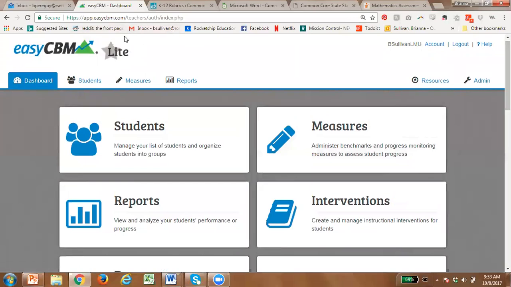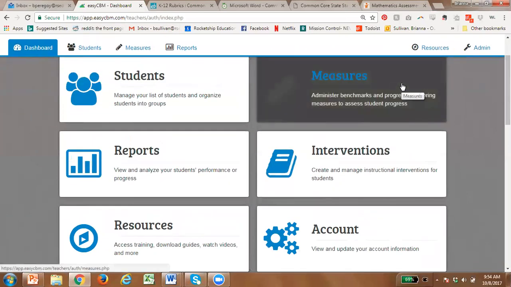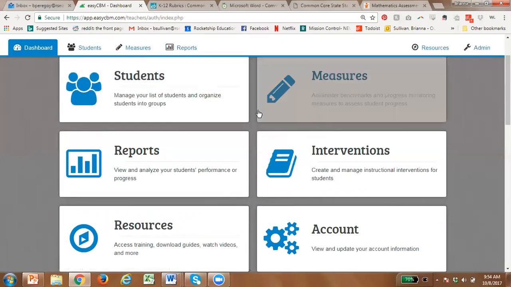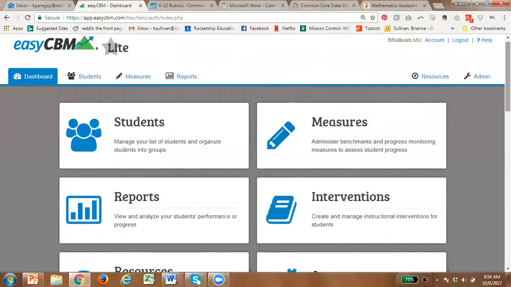I have the free version, the Easy CBM Lite, but you can definitely upgrade to the $40 a year one, which gives you more individual probes. So if it's something you're going to be using a lot and you don't want to be reusing the same reading passages, for example, you can upgrade in that way, and it can also handle more students. I think the light version handles, you can be using this and tracking this with up to 200 students, which I imagine is more than anyone would ever need. But that is how that works.